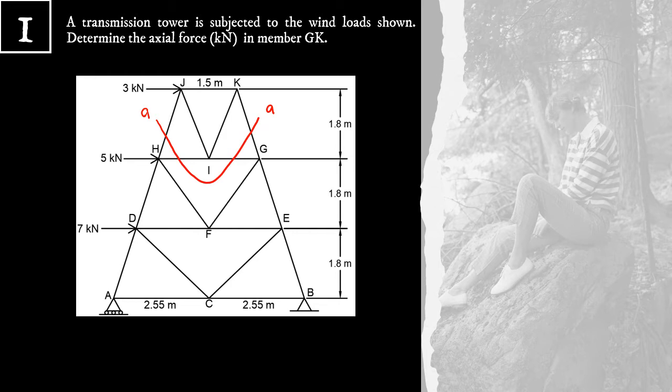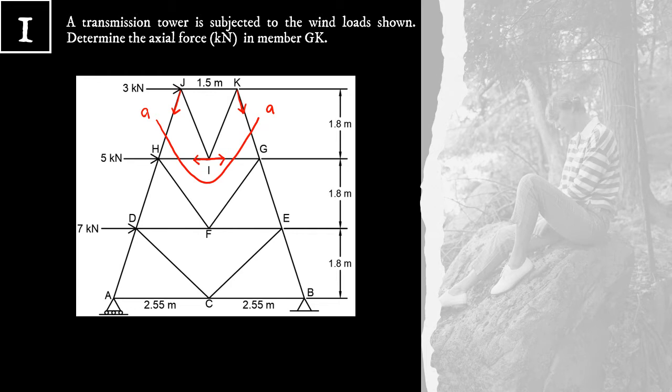We have force HJ, force HI, force GI, and our interest, force GK. Now you may argue that this is not possible because we have 4 unknown forces, whereas the maximum should be 3.